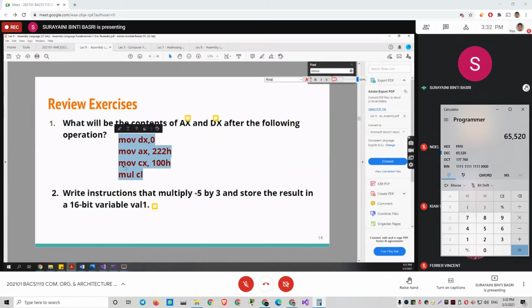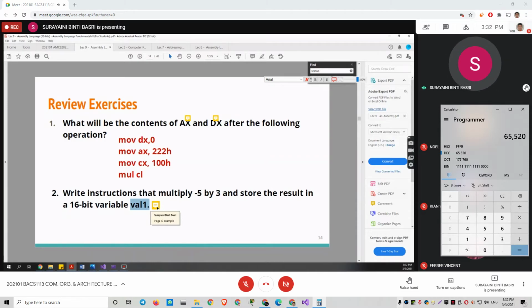And there is another review exercise here. It needs you to multiply these two numbers and store the result in a variable or in memory. Okay, so you do this exercise later.